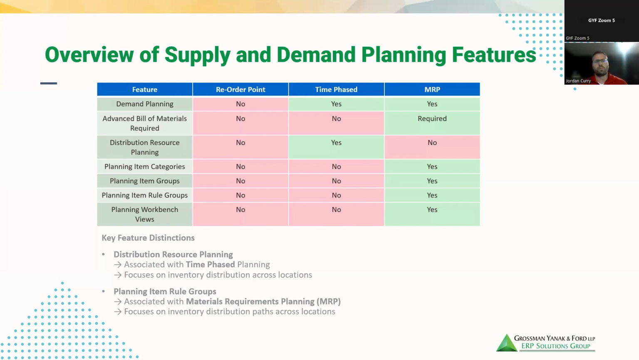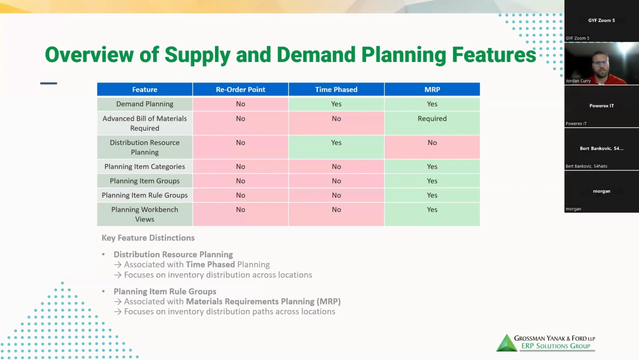So with demand planning, I consider it different levels. You have reorder point, which is the most basic level, time phased, and then MRP. With reorder point, there's not really a whole bunch of features associated with it other than you just basically fill out the reorder point. Stock falls below the reorder point, it shows up on the order items page.